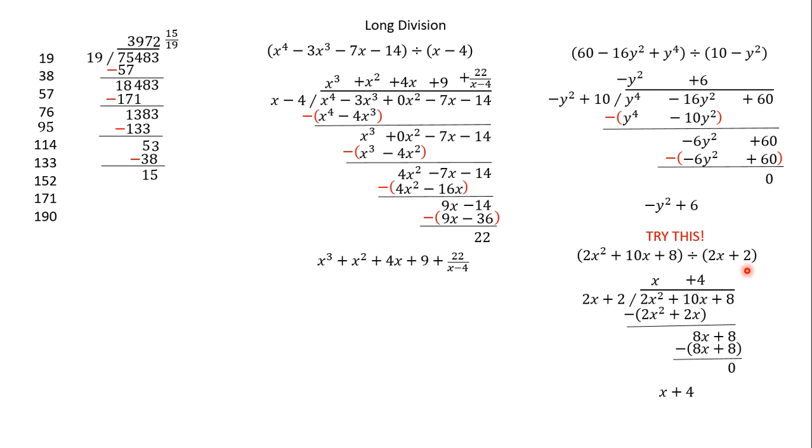When we try and factor, we're trying to get linear binomials, kind of like this 2x plus 2 or x minus 4. We're not going to be as concerned about things like 10 minus y squared. So, for that we have another method called synthetic division. Let's take a look at synthetic division.